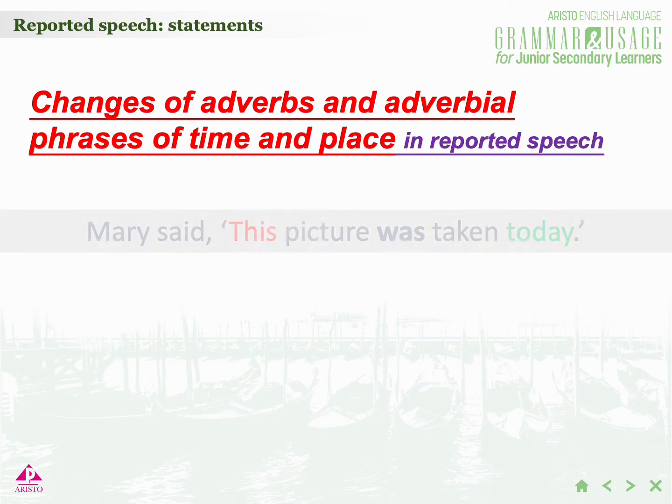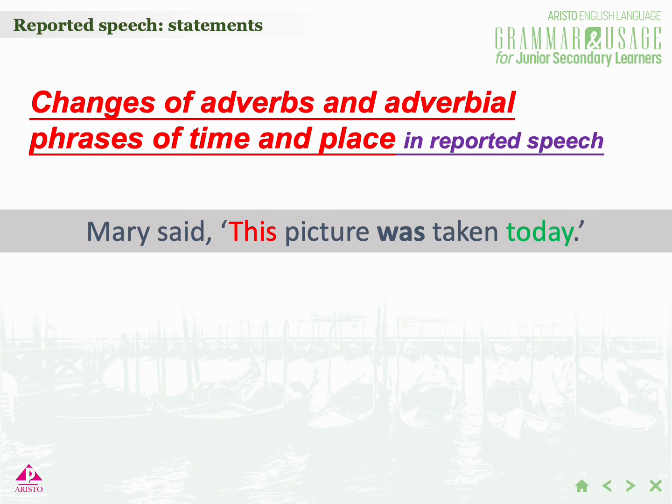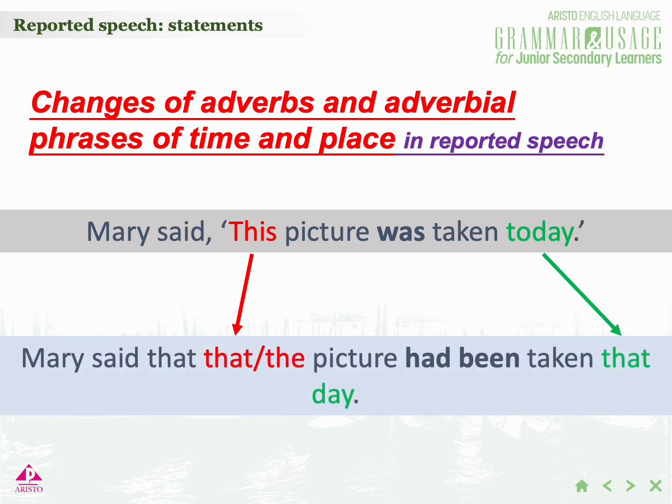Finally, let's look at adverbs and adverbial phrases of time and place, which also change in reported speech. Here is an example of direct speech. This picture was taken today. In reported speech, this becomes, Mary said that that picture had been taken that day. In reported speech, we have to change the reference phrase this to that. We can also use the instead of that in reported speech. The adverb today is changed to that day.